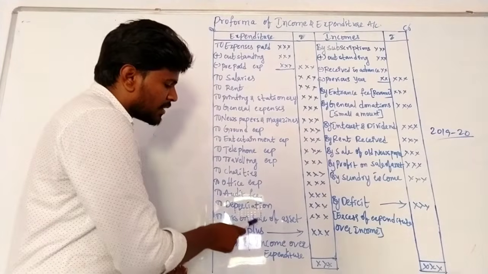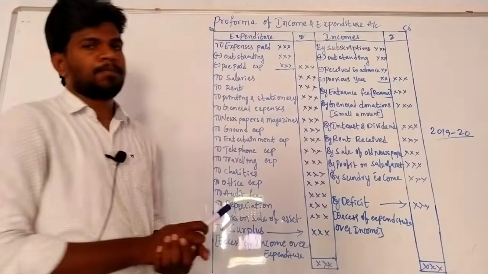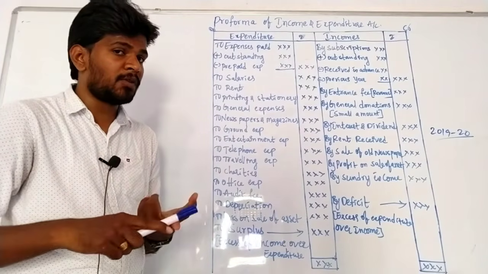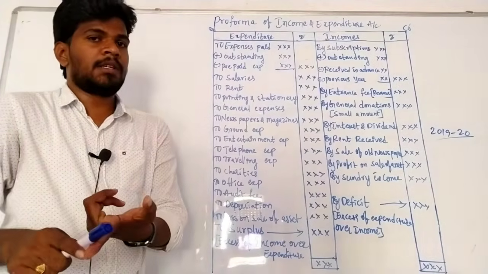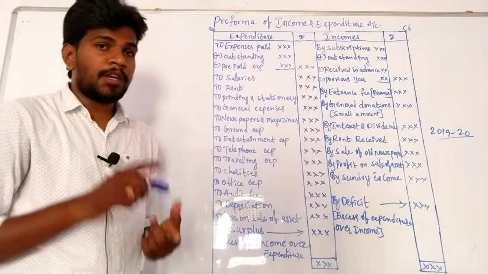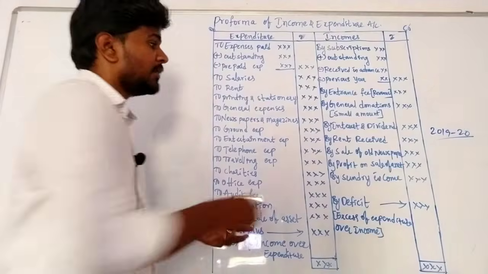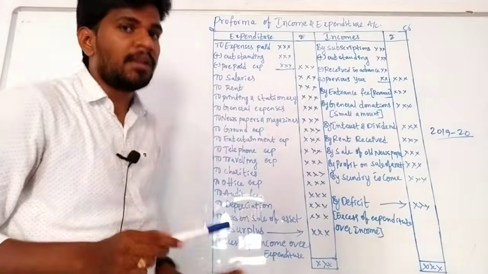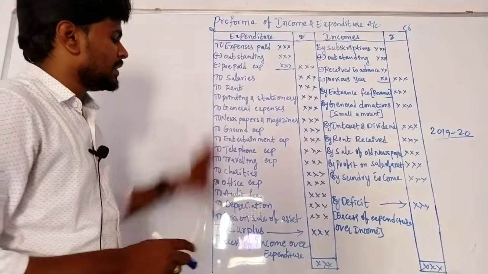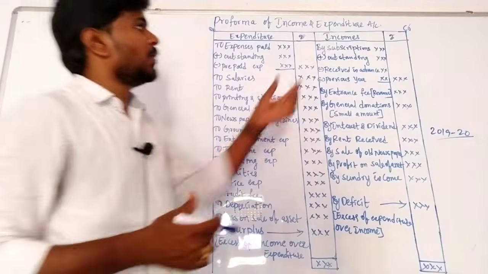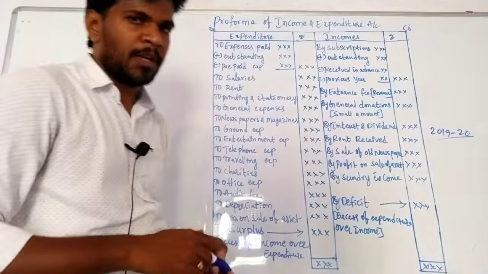Next, loss on sale of asset. If the asset is sold, then we have to find out whether it is a profit or loss. In case of any loss, that should be recorded on the debit side. In case of any profit, that will be recorded on the credit side, because incomes and gains are recorded on the credit side. These are the expenses and losses.